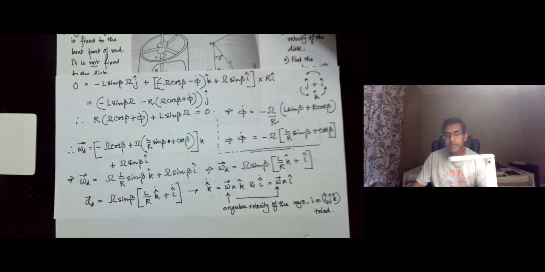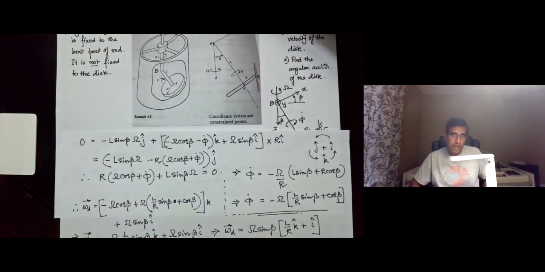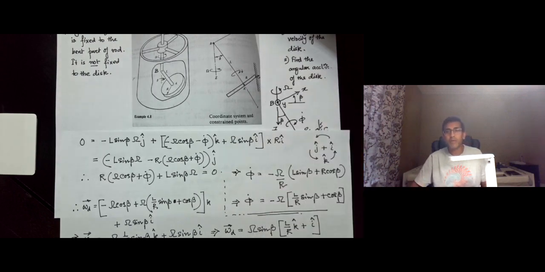And that angular velocity, if you think, is not the same as the angular velocity of the disk, because the triad is not fixed to the disk, it is fixed to the inclined part, the bent part of this rod, BA. So that is something that we will have to consider carefully in order to get the angular acceleration of the disk, which we will pursue in the following video. Thank you so much.